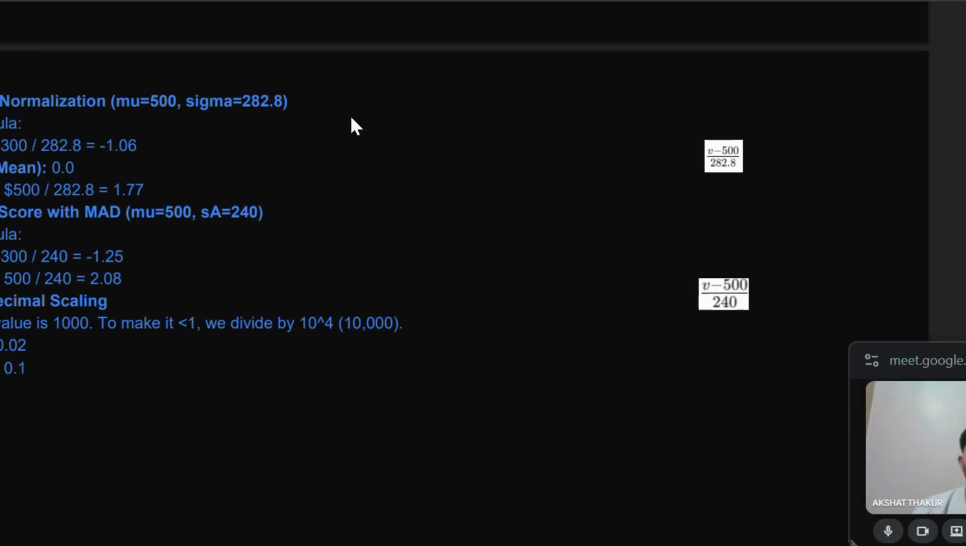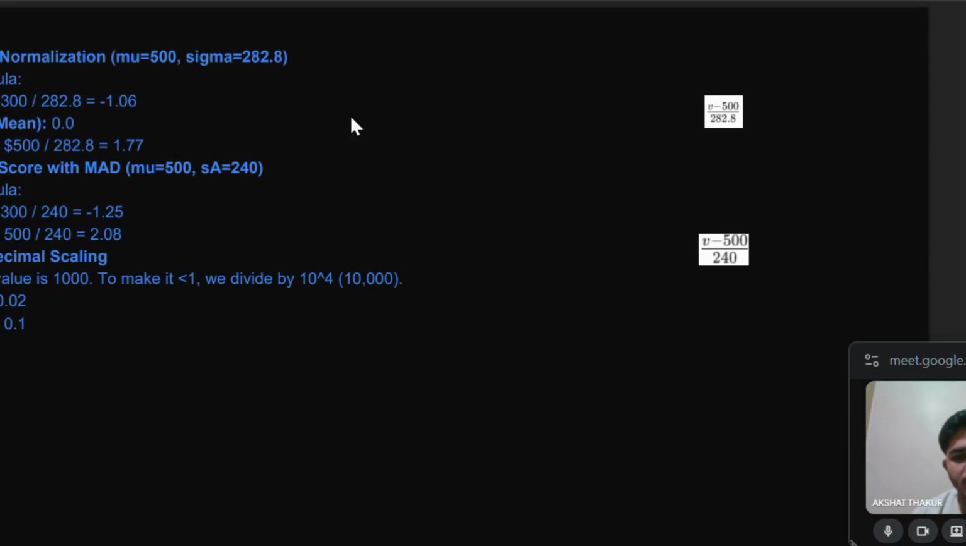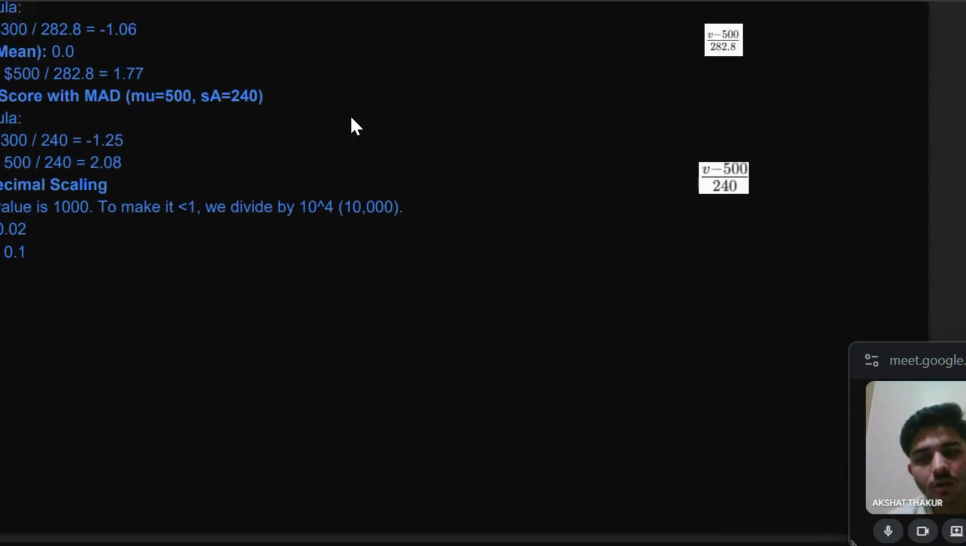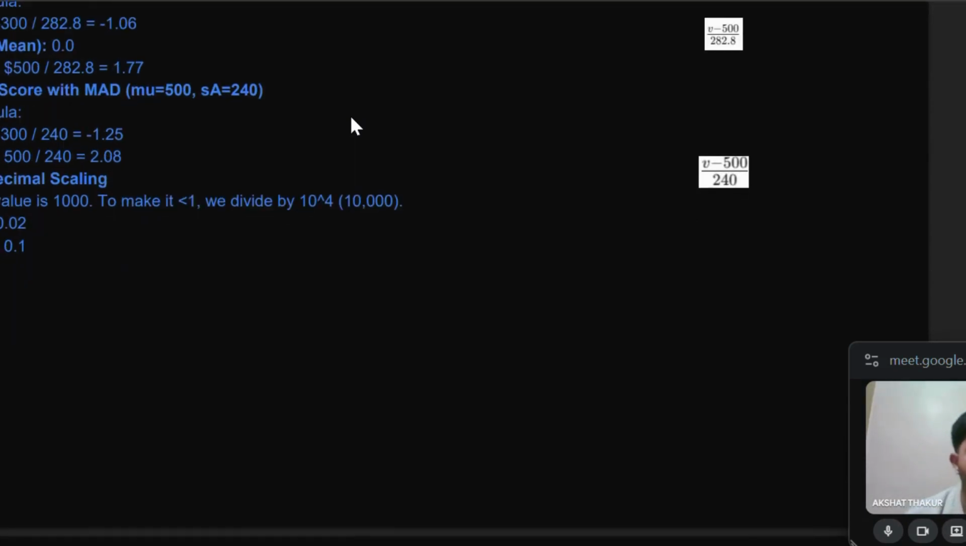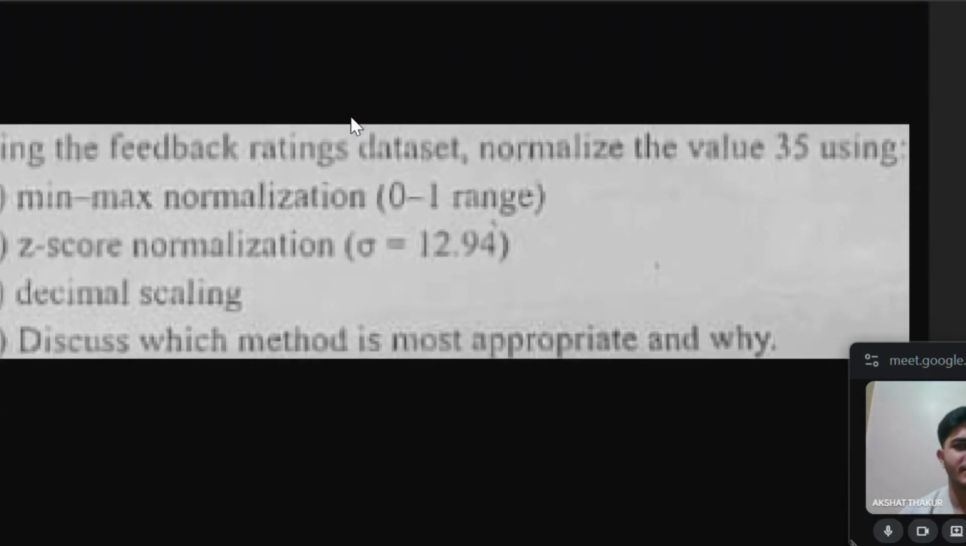Decimal scaling: the maximum value is 1000. To make it less than 1 we divide by 10 to the power 4, that is 10,000. The value for 200 will be 0.02, and for 1000 it will be 0.1. This was question number 14.